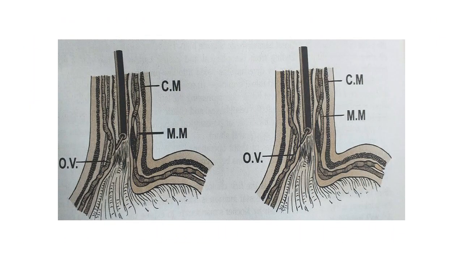Another diagram is the endoscopic sclerotherapy. CM means the circular muscle, MM means the muscularis mucosae, and OV means the esophageal varices.